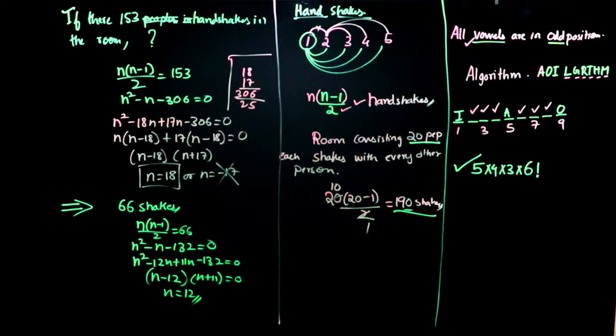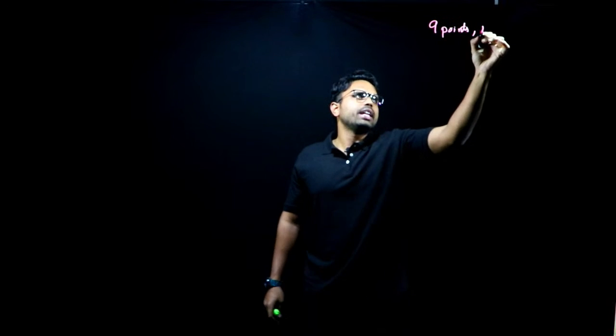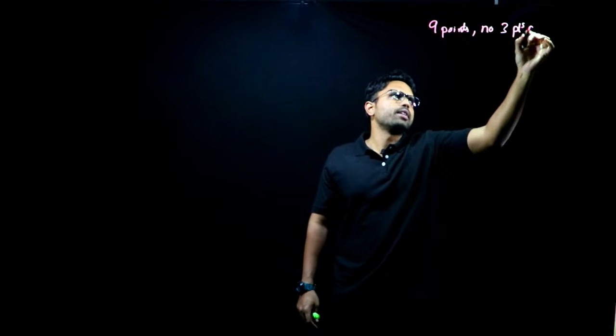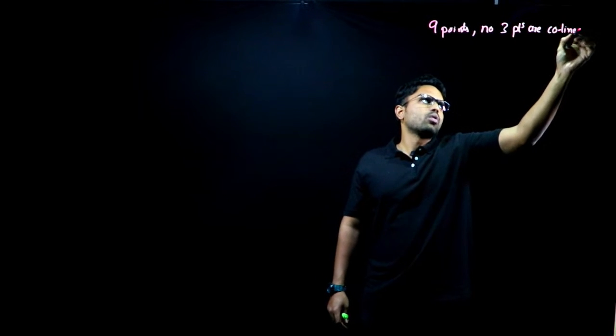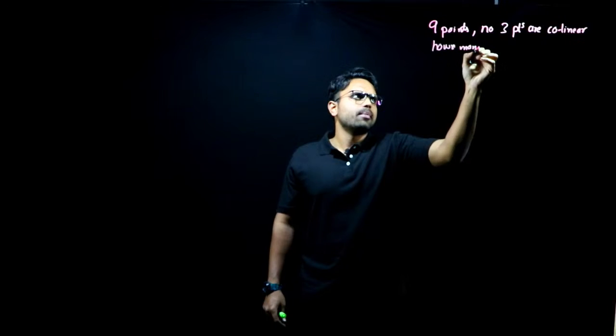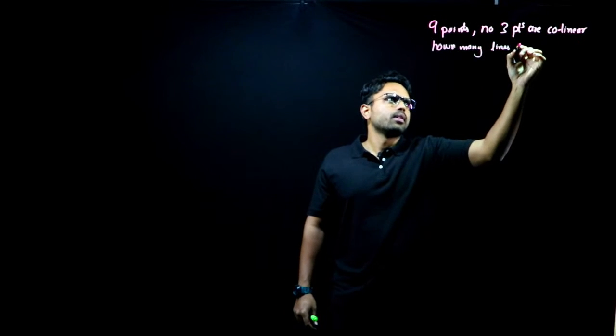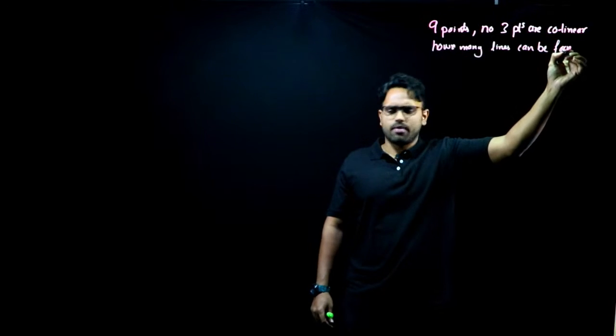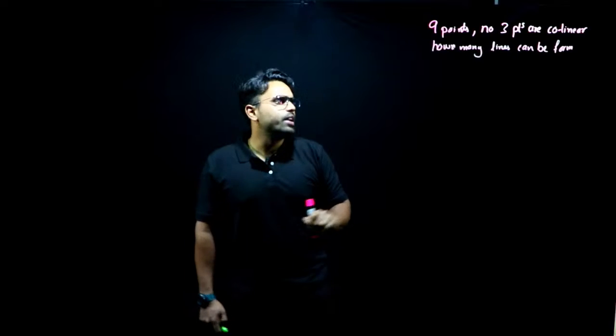Okay, give me the video, please. Okay, look, the next question, what does it say? The next question is about points. A 2D plane consists of 9 points. No three points are collinear. How many lines can be formed? No 3 points are collinear. How many lines can be formed?